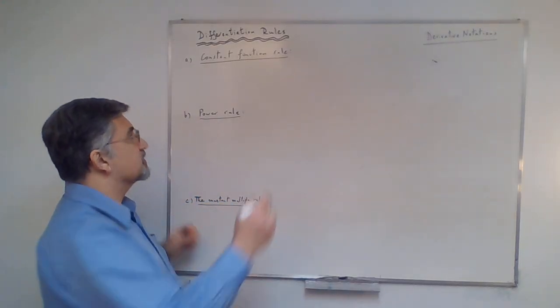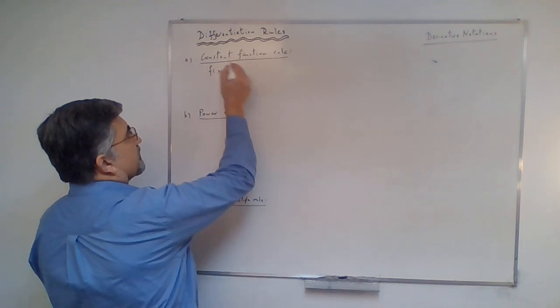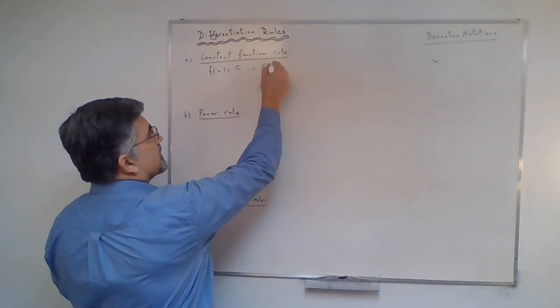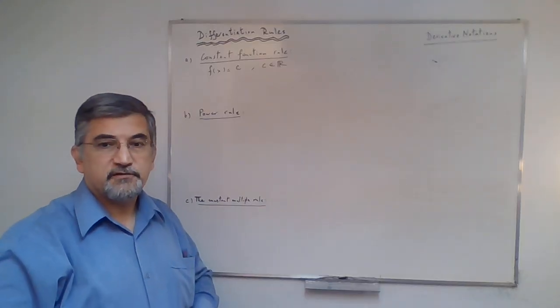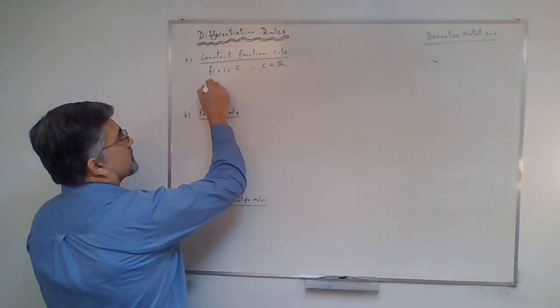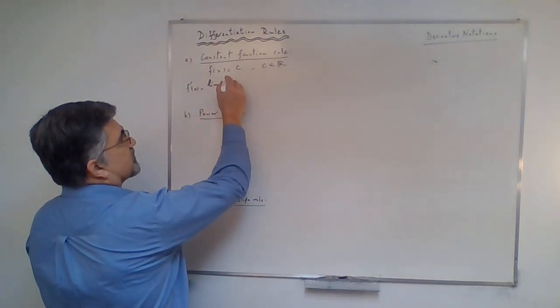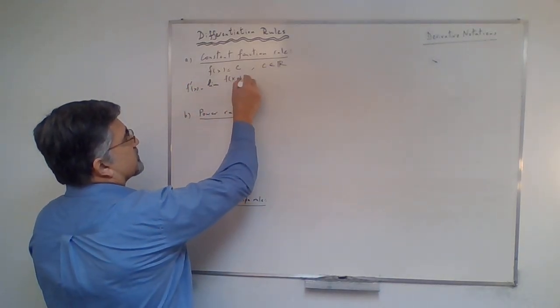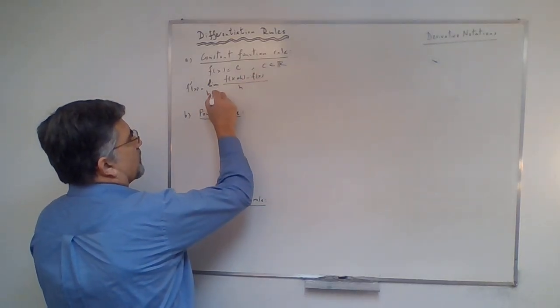In this case, we have a function f of x equals c, where c belongs to the set of real numbers. It's just a constant, and we want to find what the derivative of a constant is. So we're going to use the definition. We're going to say f prime of x is the limit of f of x plus h minus f of x, over h, when h approaches 0.